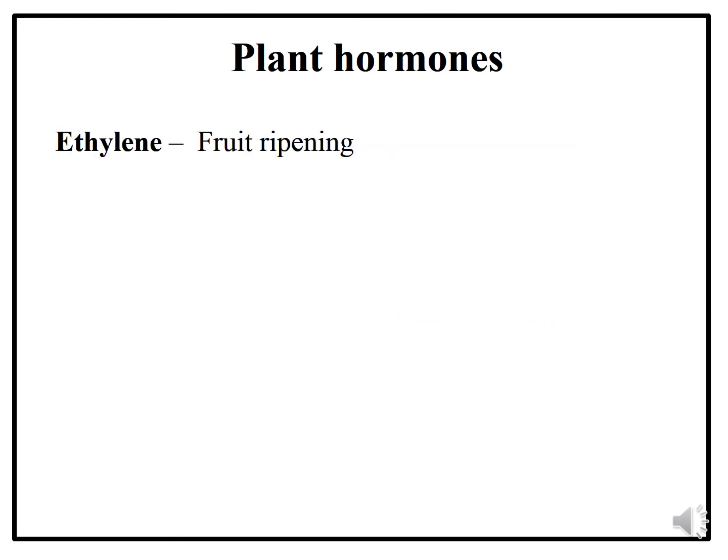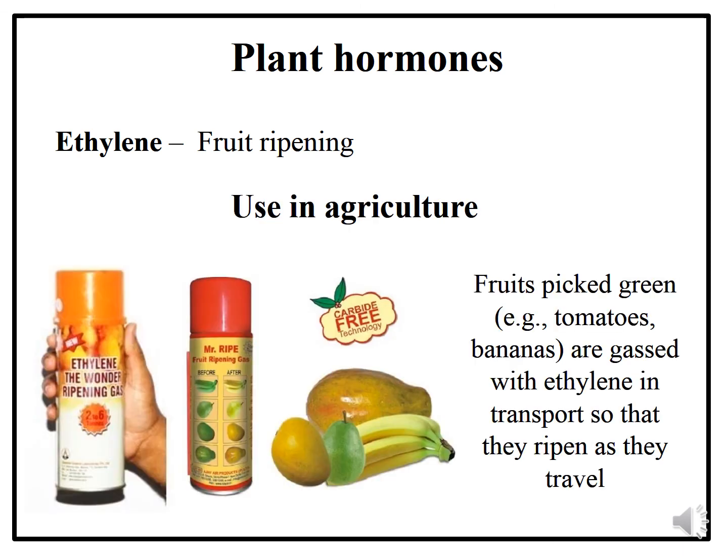The last plant hormone that you need to know about, and probably the most important one, or one that you might have heard of before, is ethylene. And ethylene is only involved in fruit ripening. And this is most commonly used in agriculture. You even get it in a spray bottle. It's like this one, it's ethylene, the wonder ripening gas.